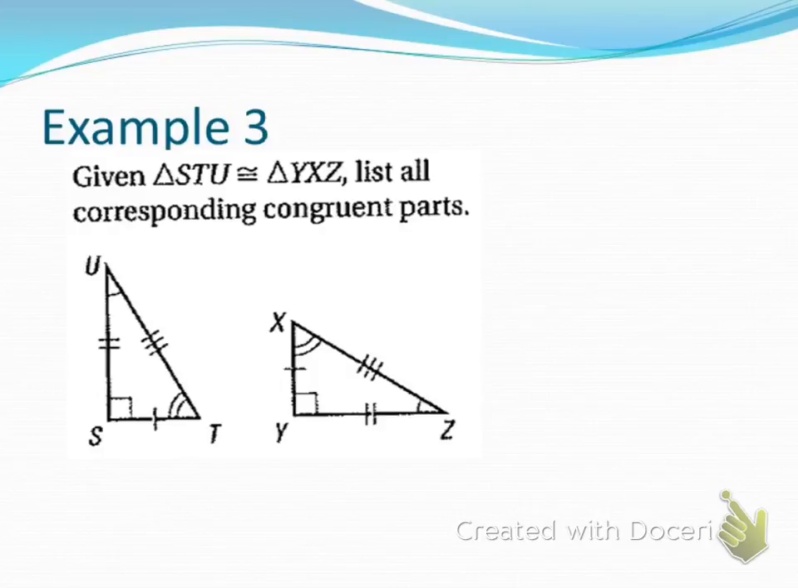Here's example 3. Again, we're given congruent triangles. They're not as nice and neatly lined up as the last one. You sort of have to visualize some flipping and turning in order for them to line up. Again, if you get stuck, just rely on the order. So S and Y go together, T and X go together, and U and Z will go together. But I'll give you a second to write this one down. The directions say to list all the corresponding parts. So again, we'll have 3 sets of angles and 3 sets of sides.